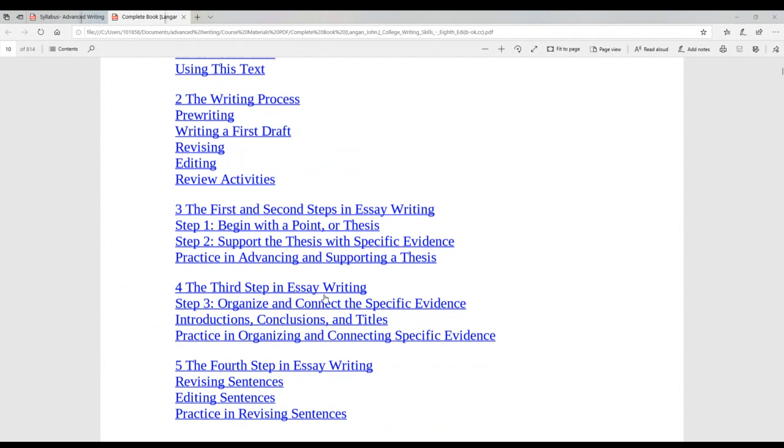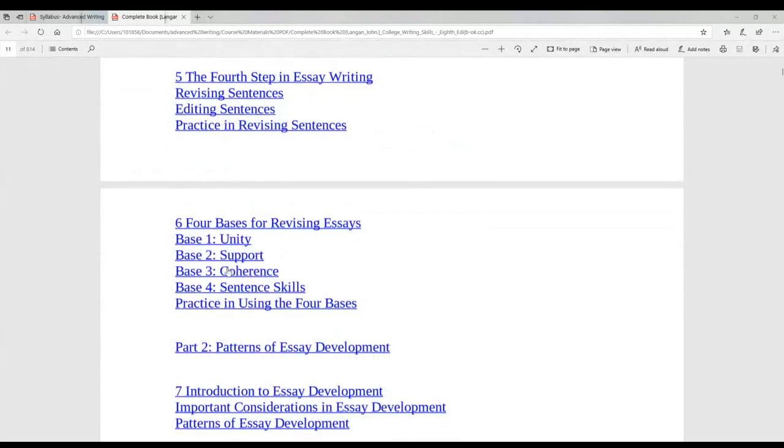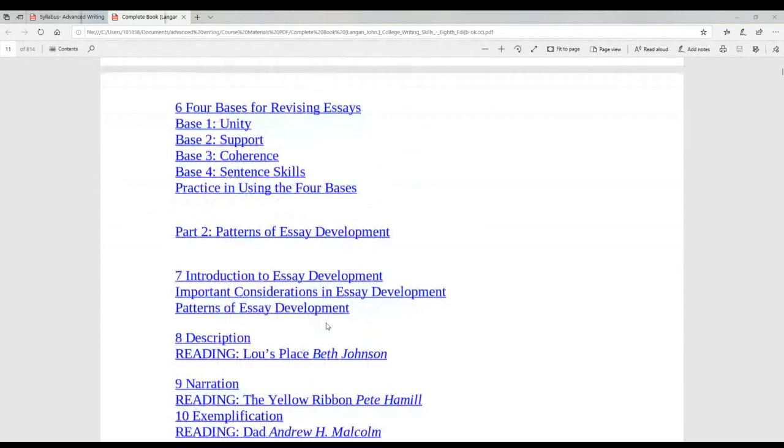The third step in writing an essay, the fourth step here, organize and connect specific evidence, introduction, conclusions, titles, how to write a title, an effective and attractive title, bimashiatillah. Also, we will talk about the 4 bases for revising essays: unity, support, coherence, and sentence skills in general, bimashiatillah.